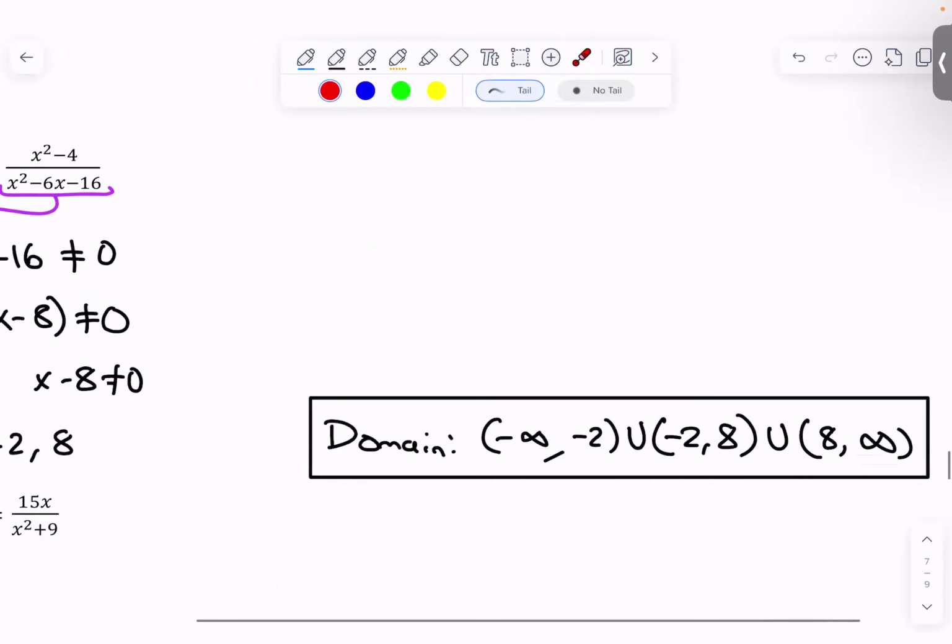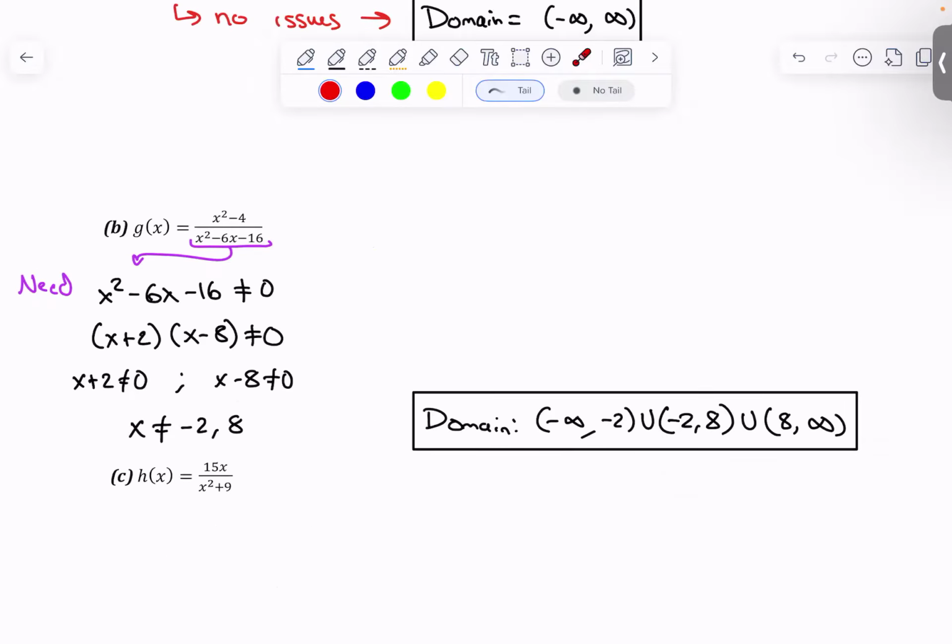So we found that the domain would be -infinity to -2, union -2 to 8, union 8 to positive infinity, all with parentheses. Now, why is that? Ideally, you can kind of see it, but if not, here's a little picture that you can always draw to help you out.